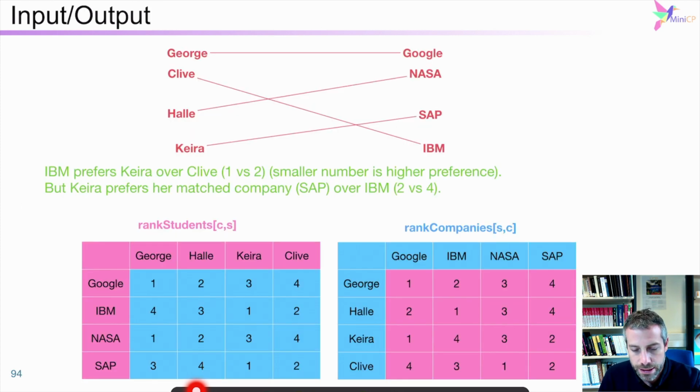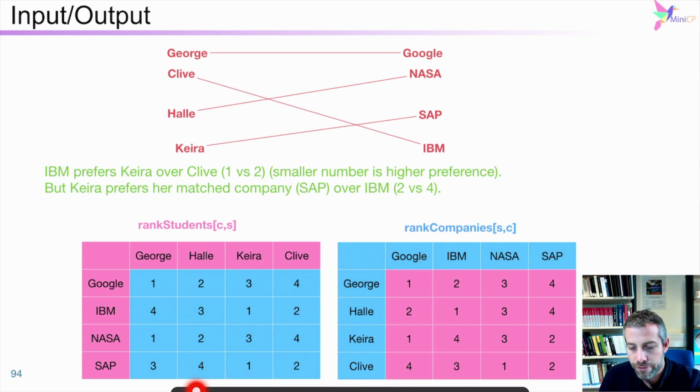So let's take one example. I received 2 matrices there. Here I received the rank of the students for each company. So for instance here, Google would prefer to have first George, then Ali, then Keira, then Clive, and IBM would rather have first Keira, then Clive, then Ali, and then George.